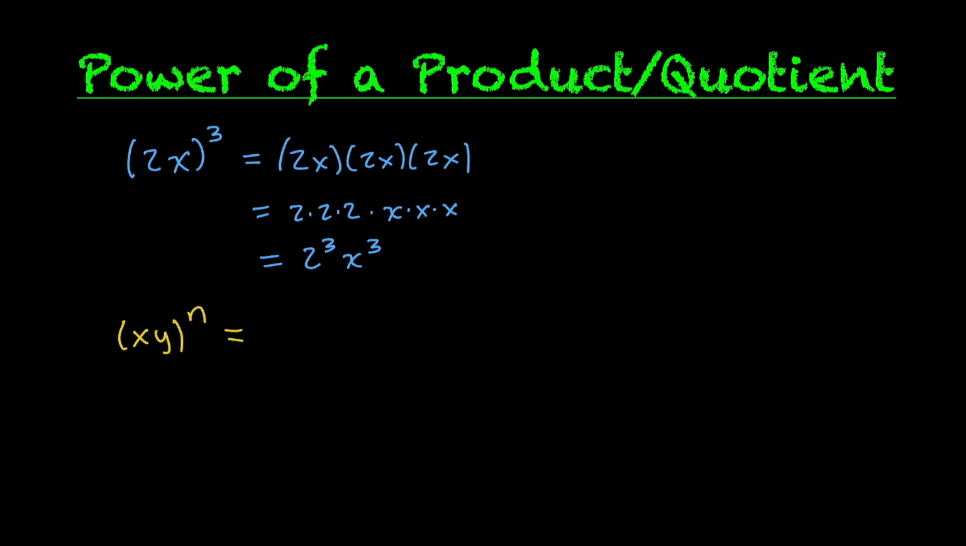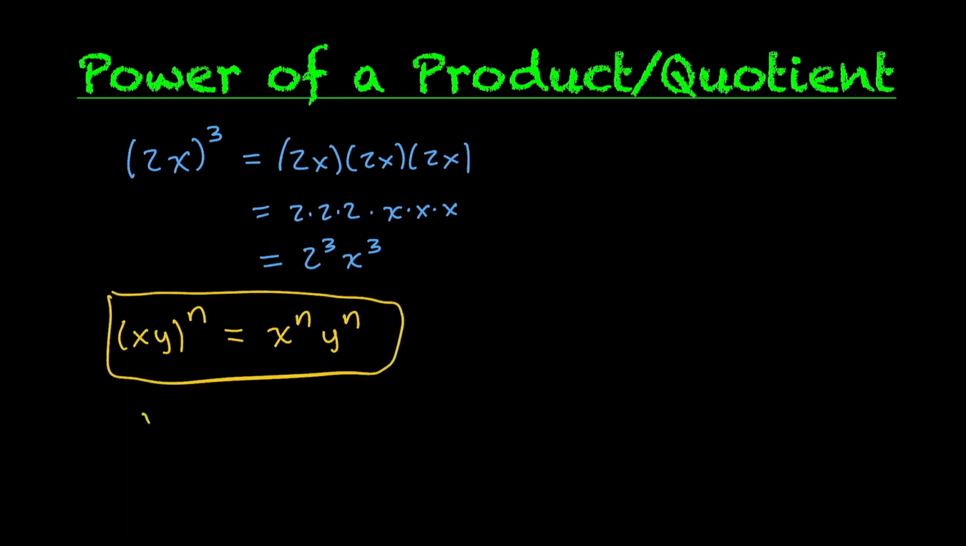Well, then that power can distribute through the product, and we get x to the n times y to the n. Now, similarly, if we had a fraction, x divided by y, and we wrote this out, we would have x times x times x on the top, so x to the n on the top, and y times y times y on the bottom, so y to the n on the bottom. So x over y to the n is the same thing as x to the n over y to the n. So simply put, powers can distribute through products and quotients or divisions.